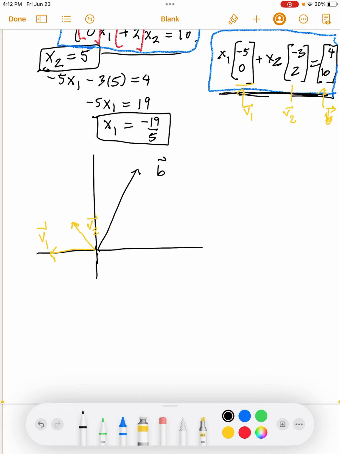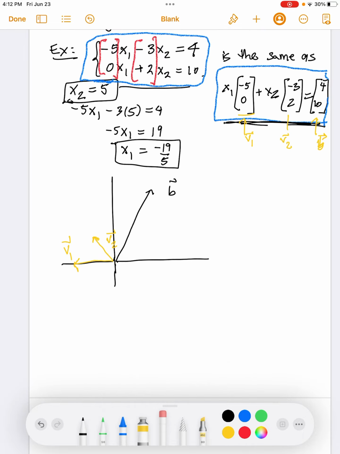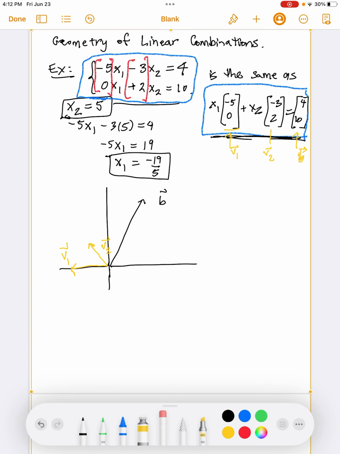Now, how do I interpret the solution that we found, that x1 is negative 19 over 5 and x2 is 5? Well, it's telling me that if I take negative 19 over 5 of v1, of this vector, and then I add 5 of the second vector, negative 3, 2, I will get 4, 10. And let's see what that looks like in terms of the picture.